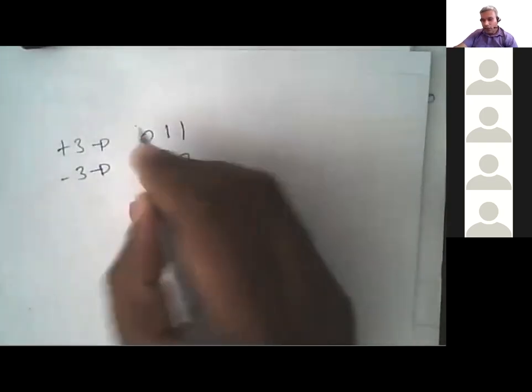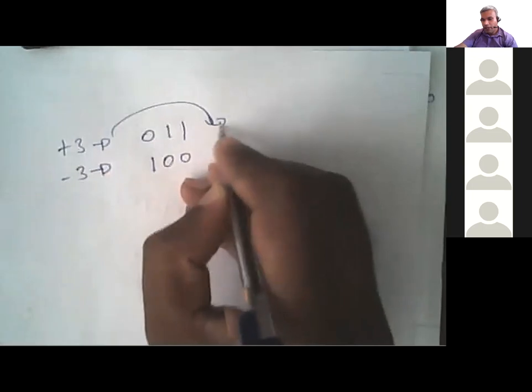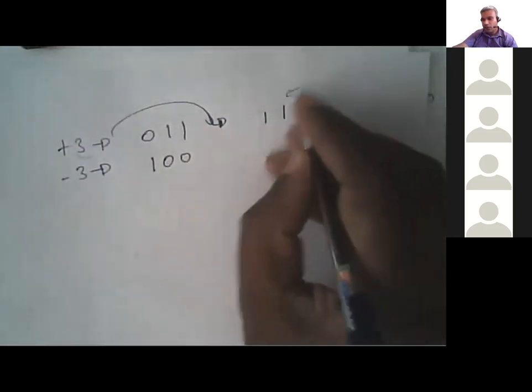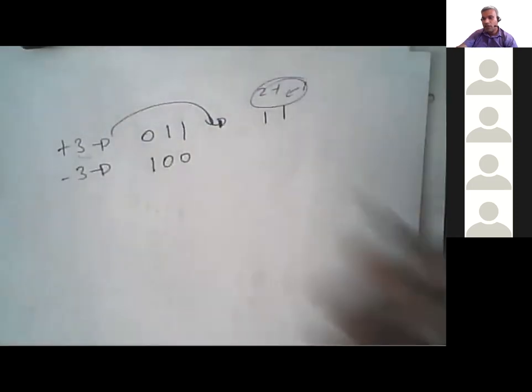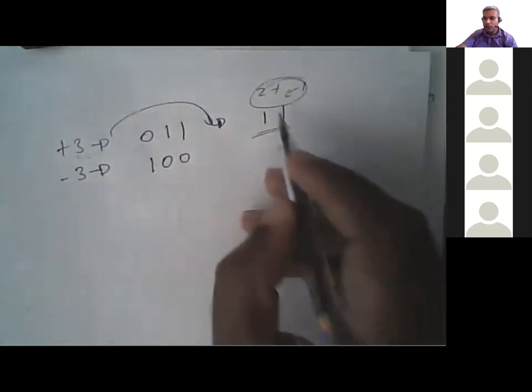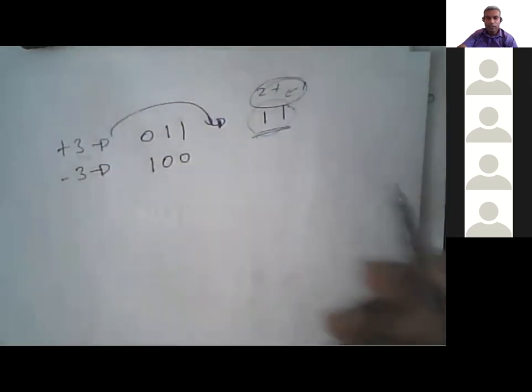Now, can I do this one? Now we know in the magnitude method, +3 can actually be written as 1, 1. This is 1, this is 2, 2 plus 1 is 3. Do you think this is a valid answer in the 1's complement? Do you think this will give you the +3 in the 1's complement?